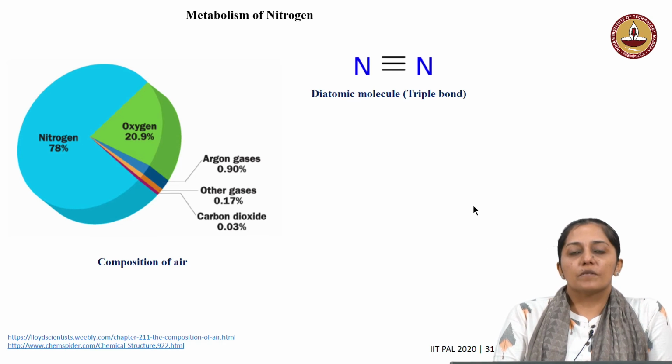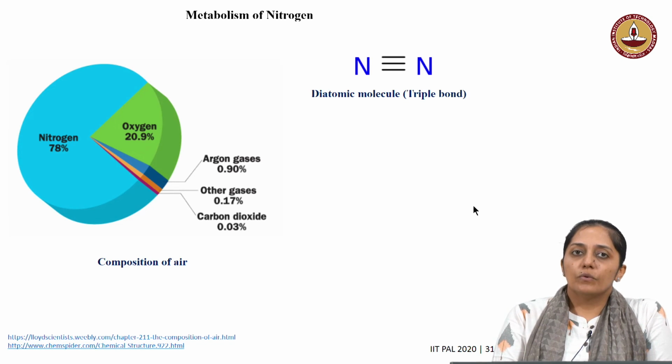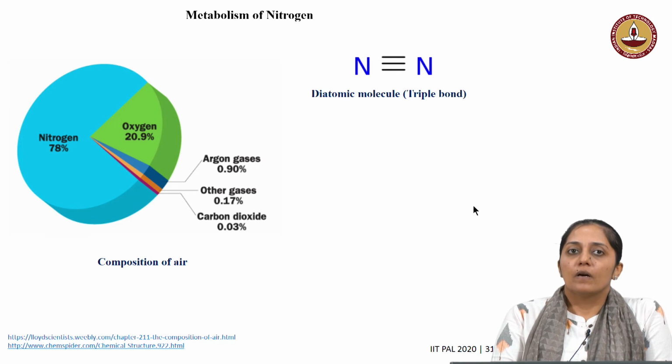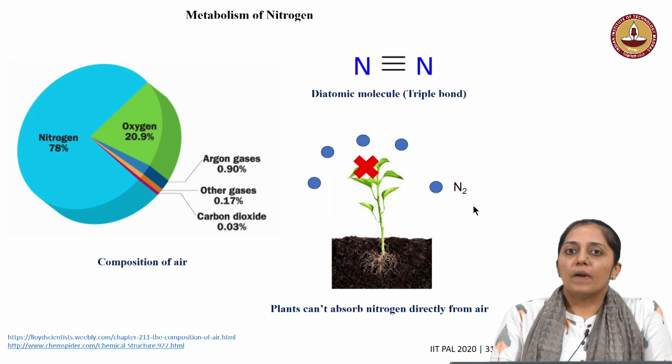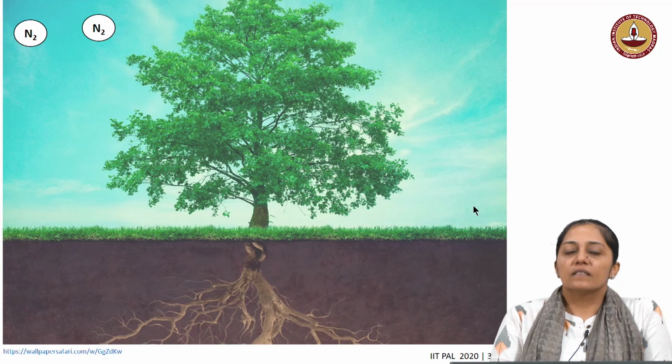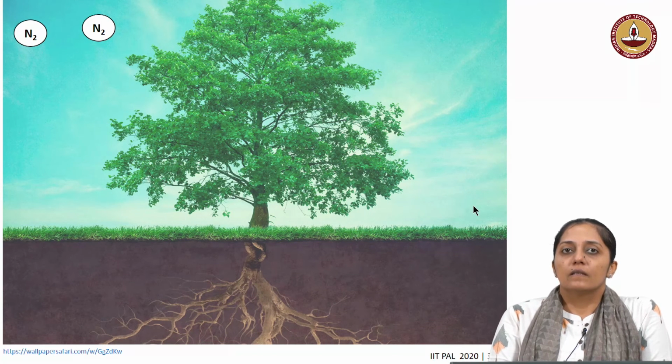Now, let us study metabolism of nitrogen. As you all know, air consists of 78% of nitrogen and it is a diatomic molecule. However, plants cannot absorb nitrogen directly from the air. Thus, they have devised a process by which nitrogen is assimilated in its ionic forms in the form of ammonium ions, nitrite ions or nitrate ions by the root system.